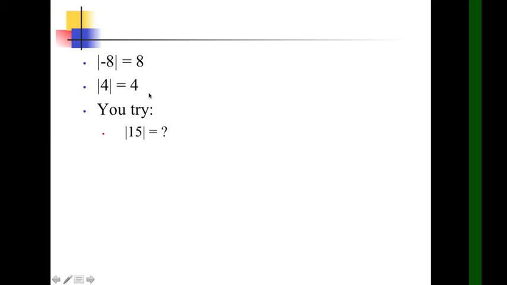You try this. How about 15? So the answer is 15. Negative 23, the absolute value is 23.